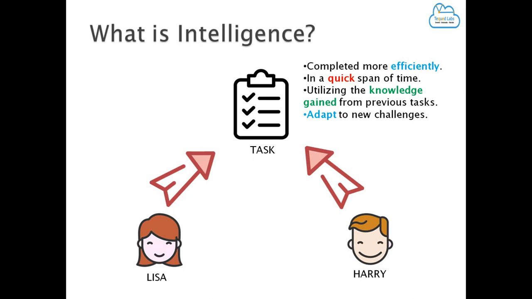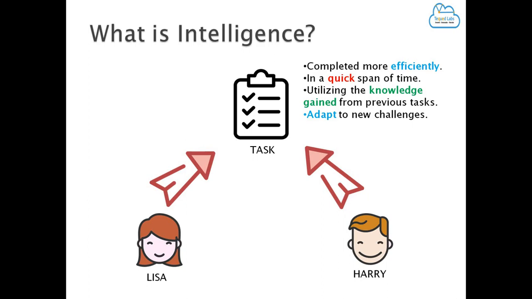Then, if they do the given amount of work in a quick span of time, that is, at a faster pace, because they're utilizing the knowledge gained from the previous task. If they're given a previous task similar to this task, and they're able to utilize the knowledge they gained from completing it in this particular task, then it is a sign of intelligence. Then, if they can adapt to new challenges, that is also a part of intelligence.